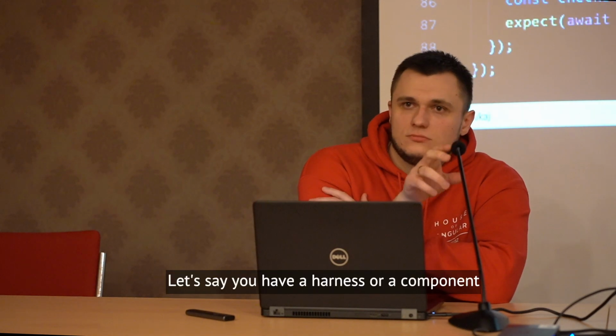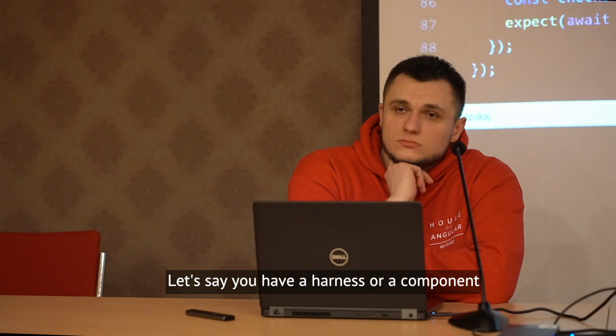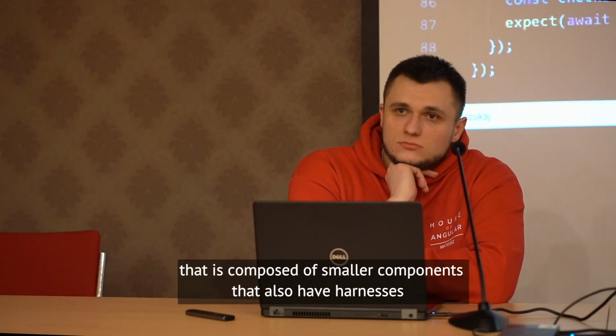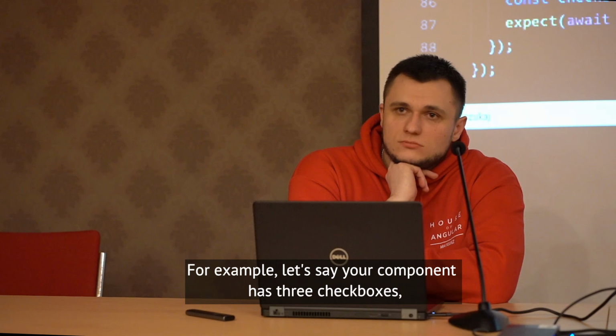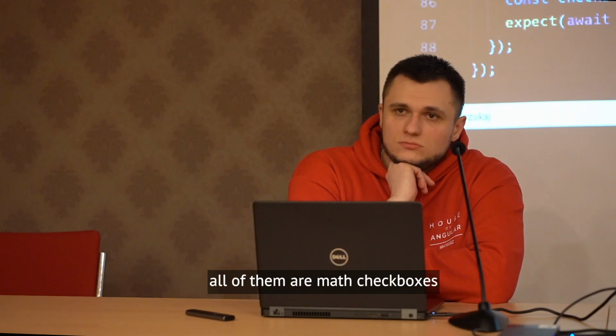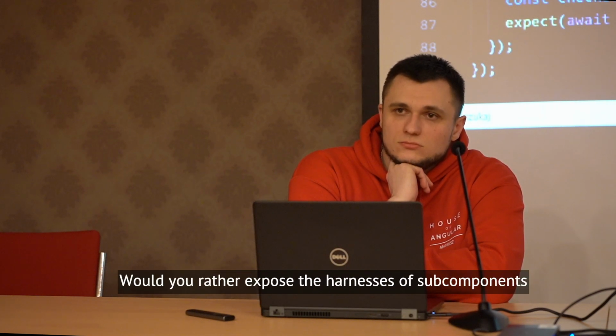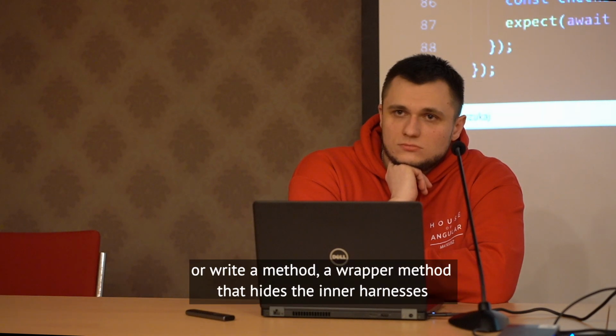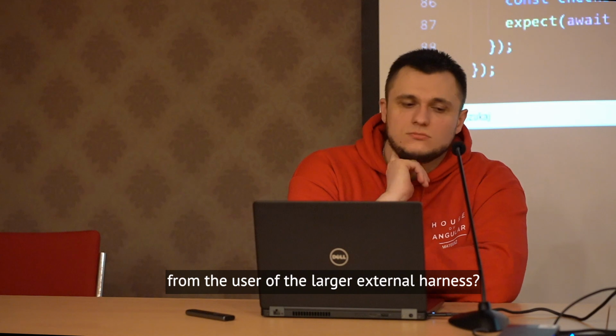I have a different question. Mm-hmm. So let's say you have a harness for a component that is composed of smaller components that also have harnesses. For example, let's say your component has 3 checkboxes, all of them are Material checkboxes. Would you rather expose the harnesses of subcomponents or write a wrapper method that hides the inner harnesses from the user of the larger external harness?